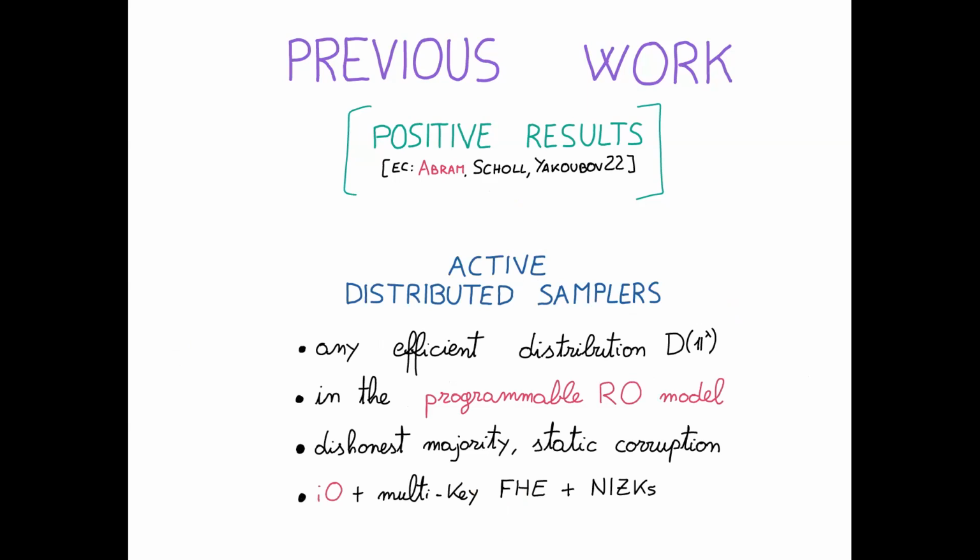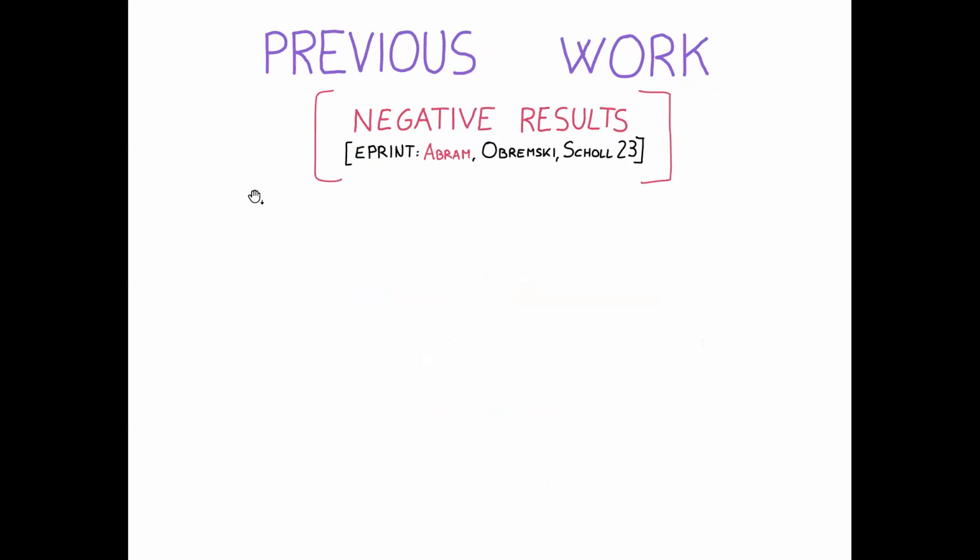Anyway, with this definition of security, we build actively secure distributed samplers for any efficient distribution in the programmable random oracle model, and essentially under the same assumptions: iO, multi-key FHE, and NISC. And the issue was that it was the programmable random oracle model, because random oracles don't exist, and programmable random oracles are even worse. So the natural question was, can we get rid of random oracles completely? And in a subsequent work, we answered this question, and the answer is no.